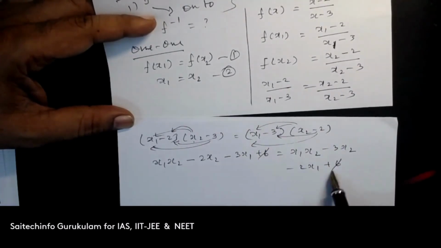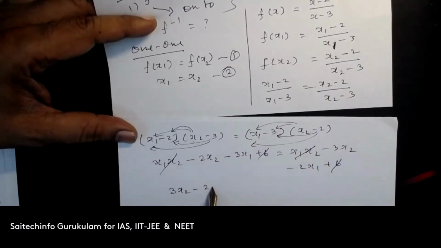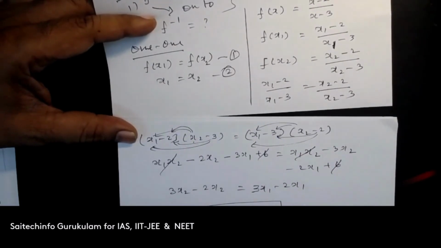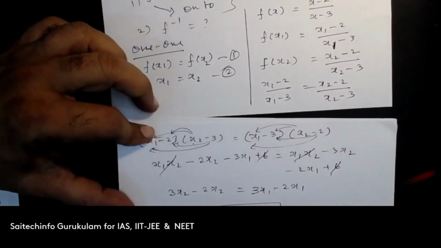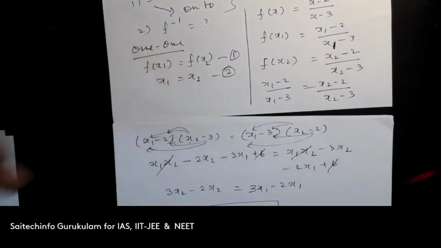So the 6 can be cancelled. x1 x2 can be cancelled. So the remaining part is 3x2, and you can bring this 3x2 here. So 3x2 minus 2x2 is equal to, you can bring this 3x1 to the other side, so plus 3x1 minus 2x1. So it means x2 is equal to x1. Therefore, it is a one-to-one function. So the given function is a one-to-one function. Okay, so this is the first proof.